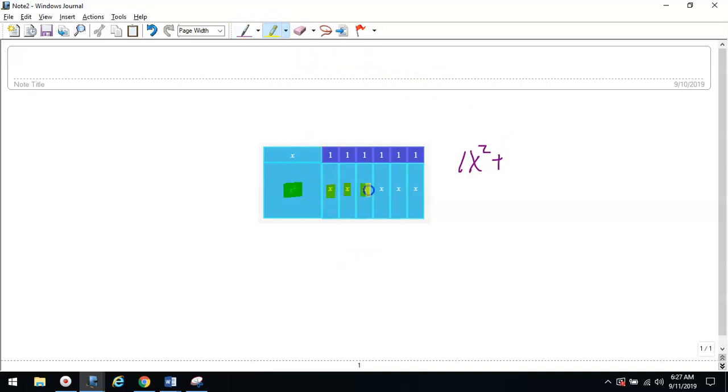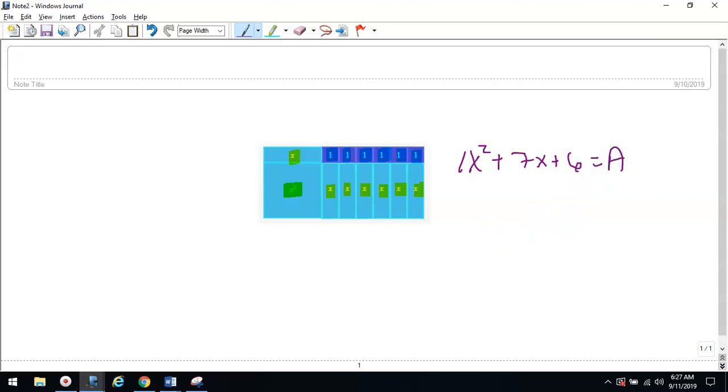So we have 1, 2, 3, 4, 5, 6, 7. So we have 7 x's, so we're going to add 7 x's plus, and then there's just 6 of those 1's, right? Let's see. 1, 2, 3, 4, 5, 6. So we're going to add 6 of those 1's. So that's the area. This is what the area looks like when we add up all of the parts on the inside.